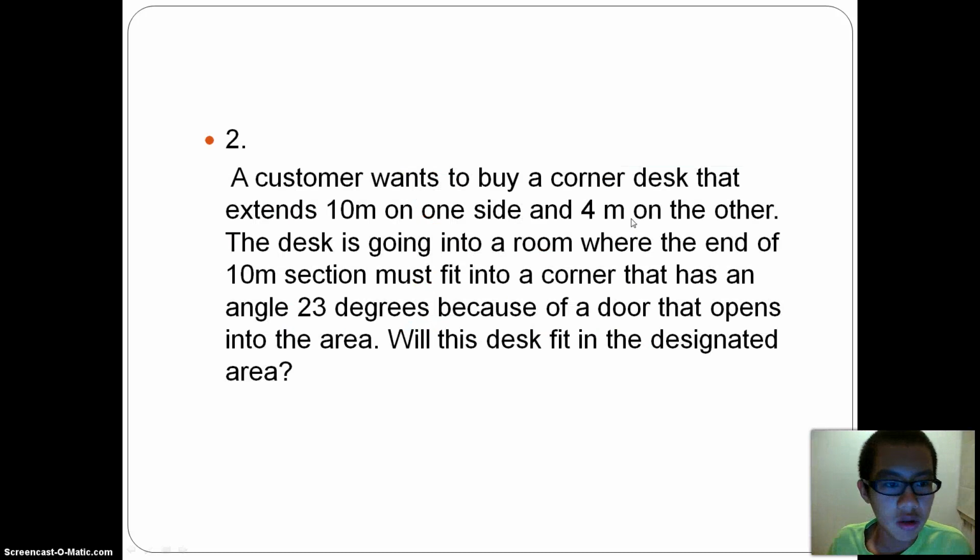Let's move on. Question 2. A customer wants to buy a corner desk that extends 10 meters on one side and 4 meters on the other. The desk is going into a room where the end of the 10 meter section must fit into a corner that has an angle of 23 degrees because of a door that opens into the area. Will this desk fit into the designated area?